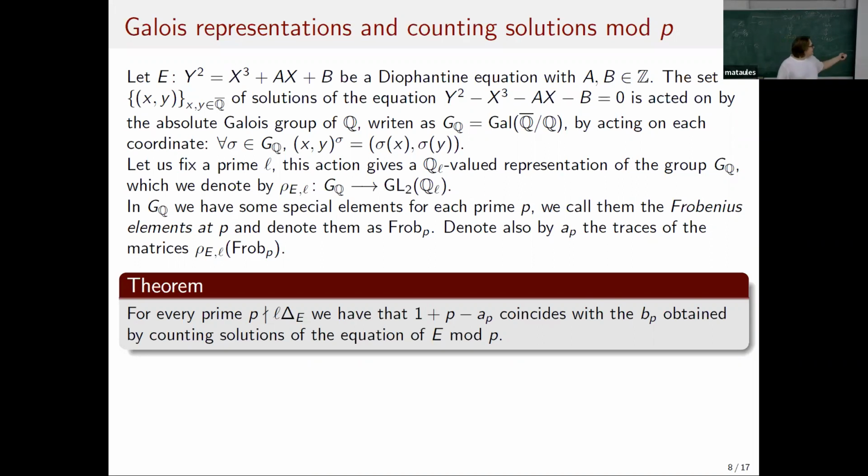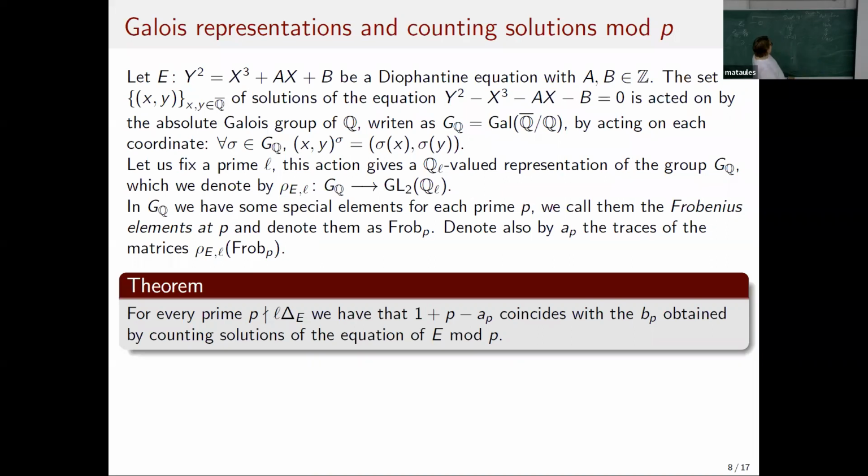Also, there is this nice theorem that says that for every prime p that is not l and does not divide this Delta_E, which is a quantity that comes from the equation, we have that 1 plus p minus a_p, which is the trace, coincides with the number of solutions of the equation modulo p. This is really nice because we've taken this strange object, the Galois representation, and somehow ended up with the a_p's that we want.